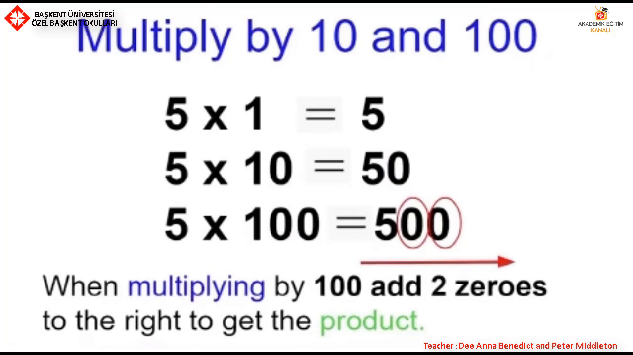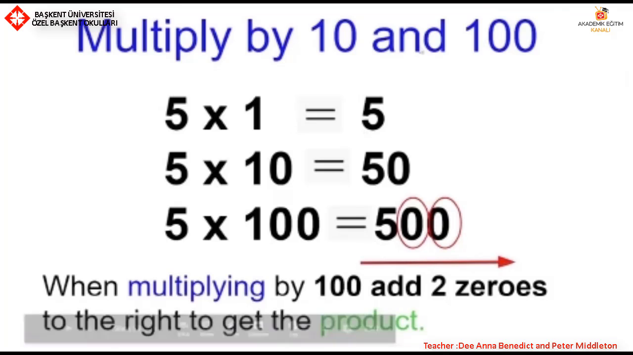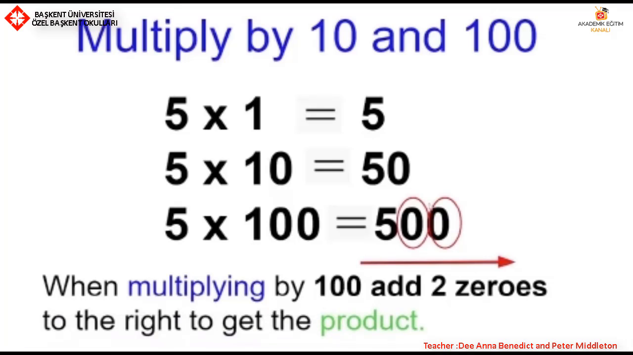We do the same for 100. When multiplying by 100, we add 2 zeros to the right to get the product. Like here is 5. We multiply by 100. We add 2 zeros to the right of the 5.